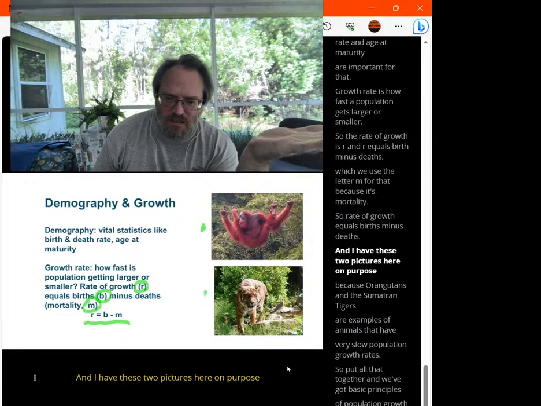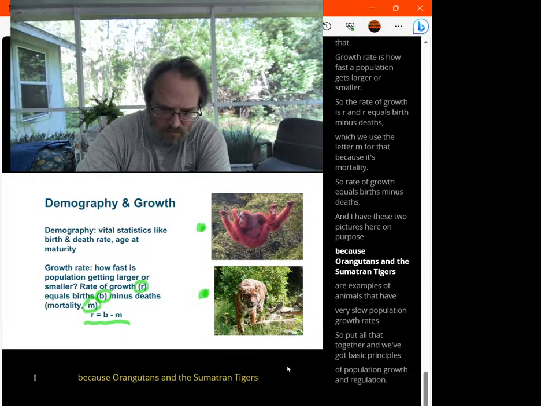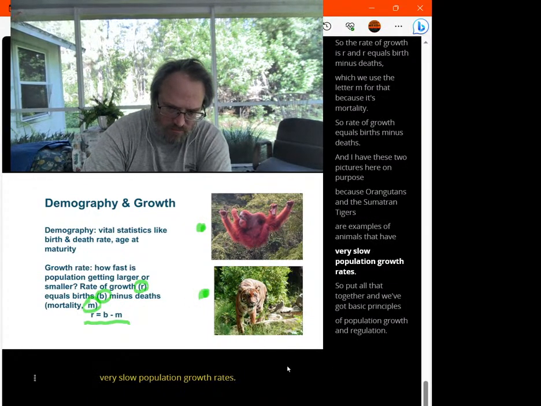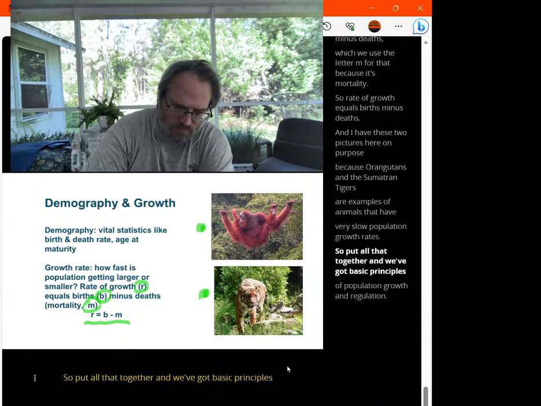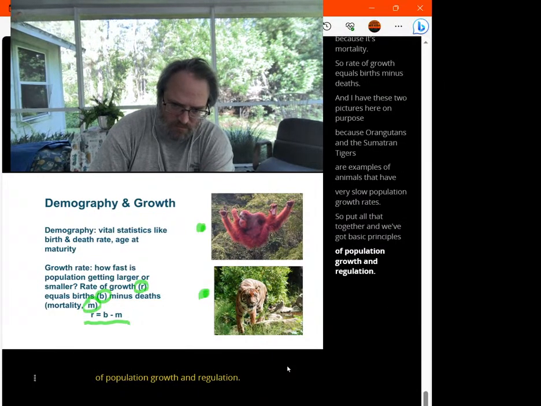And I have these two pictures here on purpose because orangutans and the Sumatran tigers are examples of animals that have very slow population growth rates. So put all that together and we've got basic principles of population growth and regulation.